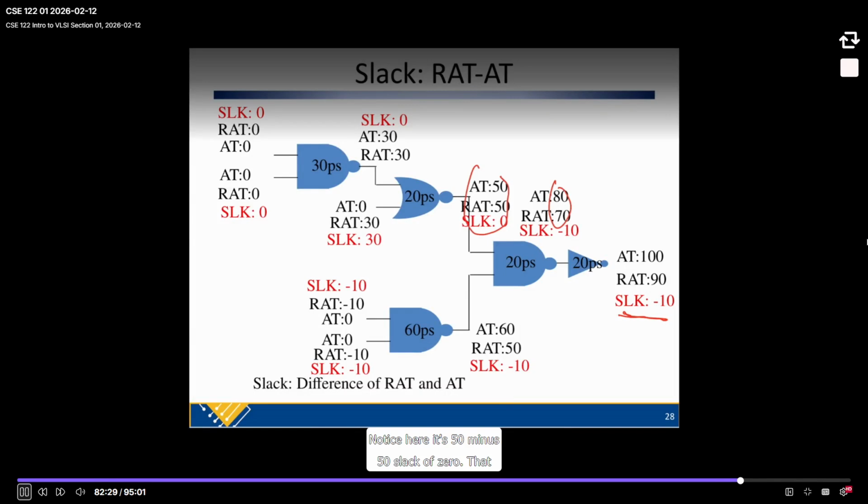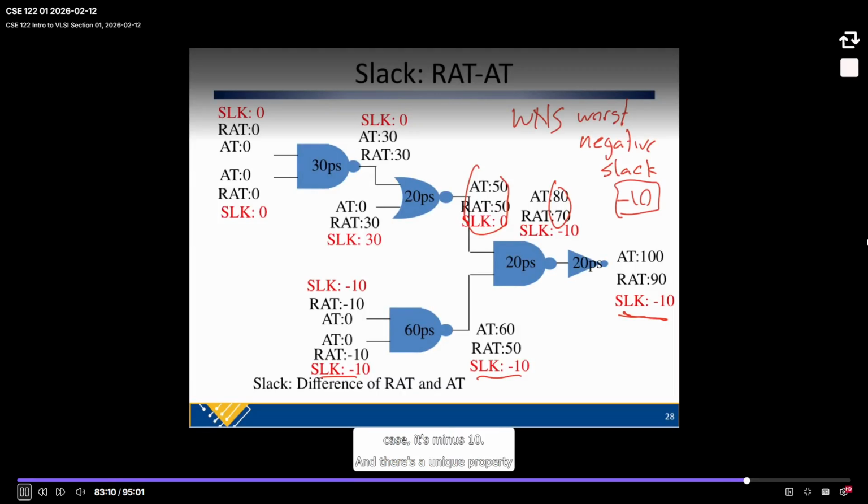Notice here, it's 50 minus 50, slack of 0. That means we just made it to that point on time such that the downstream stuff would not be a problem. This bottom path also has a negative slack of negative 10, including the inputs that had a required time of negative 10 minus 0, a slack of negative 10. Now, once you do this for all of your gates, you can look at the worst negative slack of your design. That's a term also, WNS, worst negative slack.